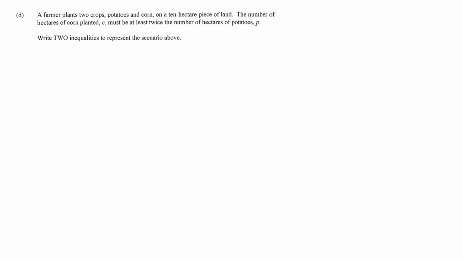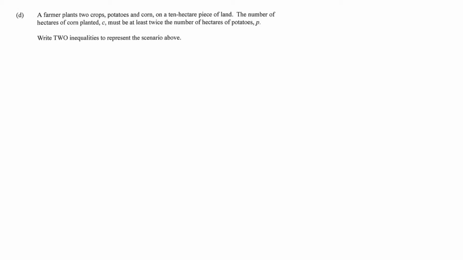Part D says a farmer plants 2 crops, potatoes and corn, on a 10-hectare piece of land. The number of hectares of corn planted, C, must be at least twice the number of hectares of potatoes, P. Write 2 inequalities that represent the scenario above.